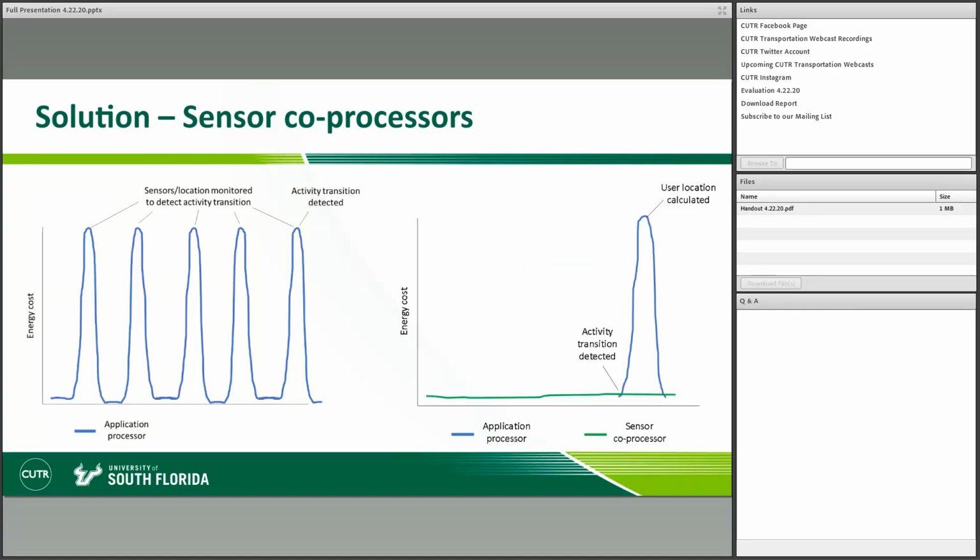So now, looking at the same graph that we saw before on the left, with the main CPU having to power up and spike up every time you wanted to track the user's location to figure out if they'd moved or not, we now have a design on the right that shows the sensor coprocessor in green, which is a constant low-level energy cost. But it does the monitoring of the sensors for you. And then when it detects a transition in an activity, it notifies your app and the main CPU. Then you get the one spike to say, okay, now I want to capture the user's location or do something else now that the user has actually moved. But it avoids these constant, very frequent spikes in energy cost.